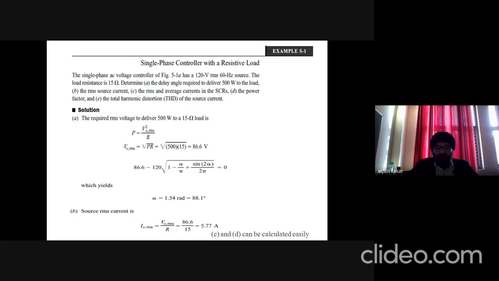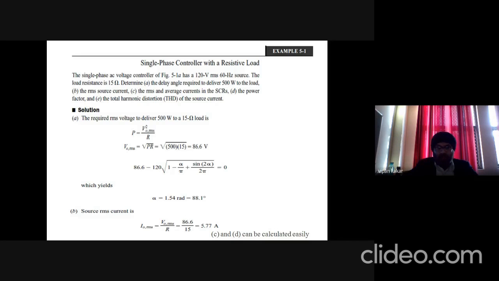So this is just a basic example. A single phase AC voltage controller, as we saw in the previous figure, has this voltage as a supply. The load resistance is 15 ohms. We want to find the delay angle or the firing angle which needs to deliver 500 watt to the load. And then find out the RMS source current, the RMS and average current in the SCRs, the power factor, and the total harmonic distortion of the source current.